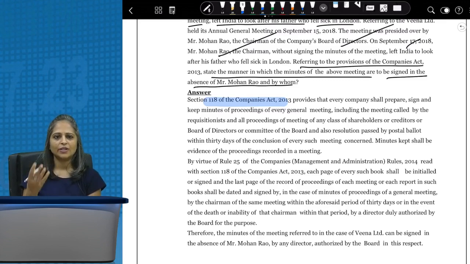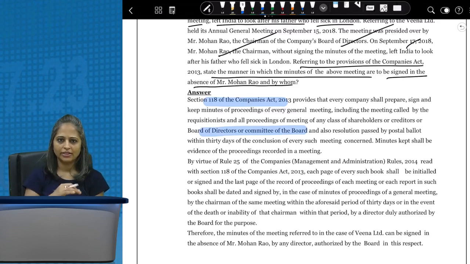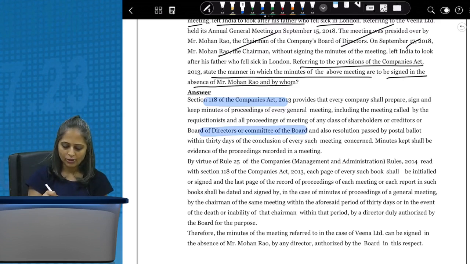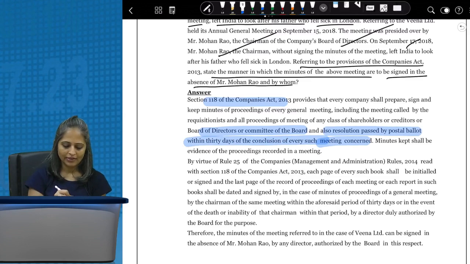even those minutes will have to be signed and preserved by the board of directors or committee of the board, any meeting by the creditors or the board of directors, and also resolutions passed by postal ballot, within 30 days of conclusion of every such meeting concerned. Minutes shall be kept as evidence of the proceedings recorded in the meeting.